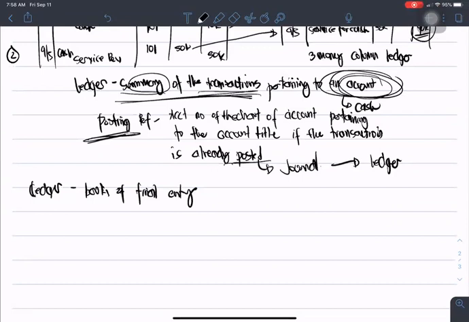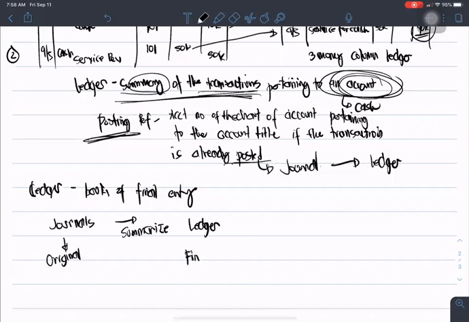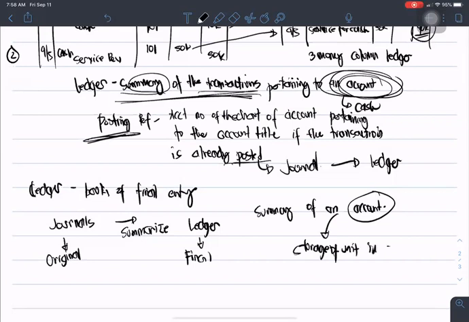When we say books of final entry, it is the last book that you will utilize in recording the transaction. Final entry, because from the journal, we now summarize it through the ledger. If the journal is the original entry, it is finalized or summarized in the ledger. Now, I told you, the ledger shows you the summary of an account. Now we try to define what is an account. An account is a storage of unit in a double entry system.